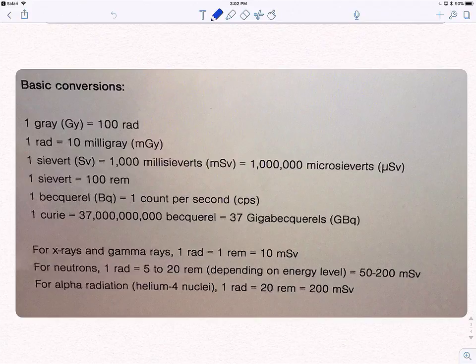I usually think in rem. That's my unit. The sievert is also 100 rem. Okay, so anyways, go back here. So a rad. We don't have gray to the Curies, but so.